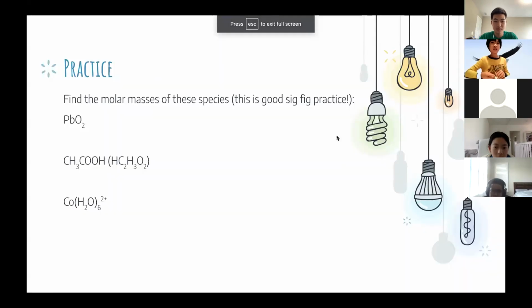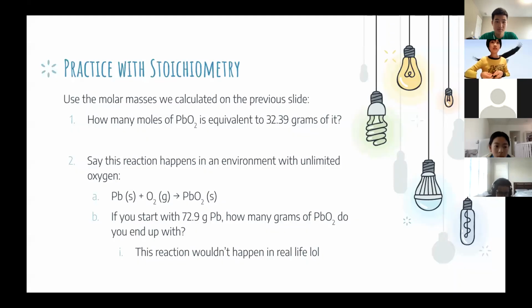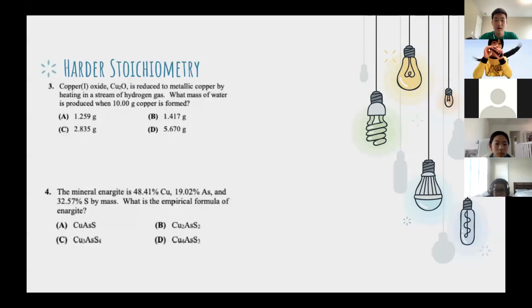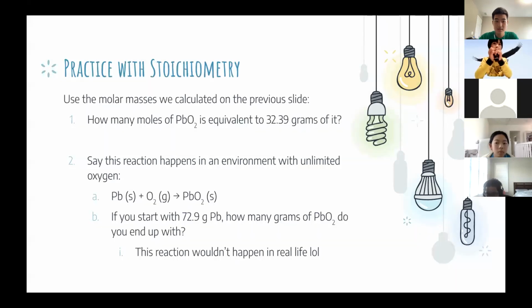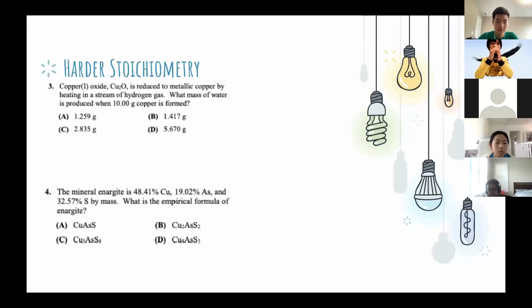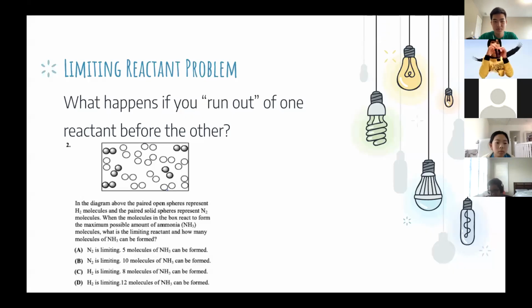So if you were looking at the slides, you can see we had a couple left. So it's 1, 2, 3 at the end. Since we're running out of time here, you can try these on your own as practice. So practice with harder stoichiometry. I said harder, but it's not really that hard. And then we have this last one, which is called a limiting reactant problem. So you can try those on your own.